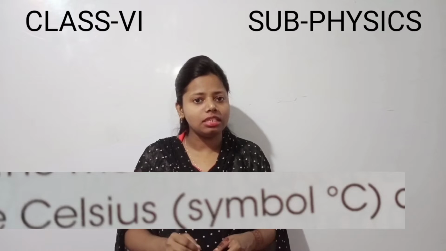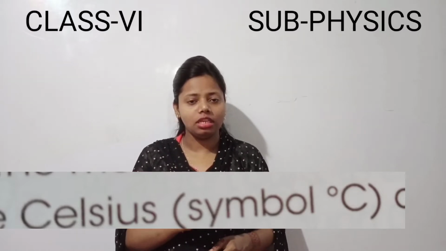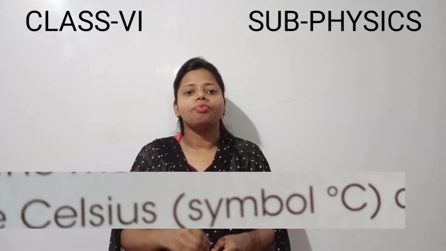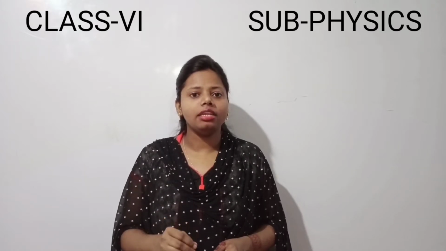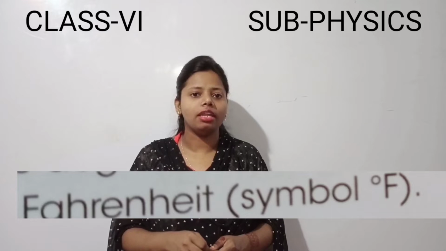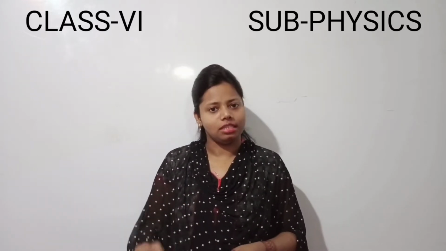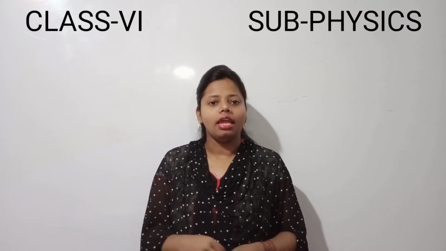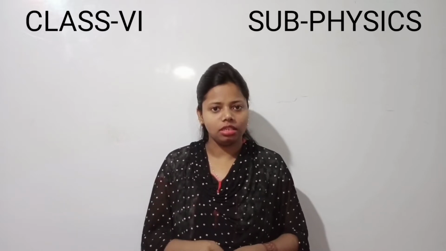The symbol of Celsius is degree C. We write degree, this means degree, and C is the symbol for Celsius. And we also use Fahrenheit. What is the symbol? Degree F. F means Fahrenheit. The Celsius scale is also called centigrade, and it is based on the scale by Andreas Celsius.